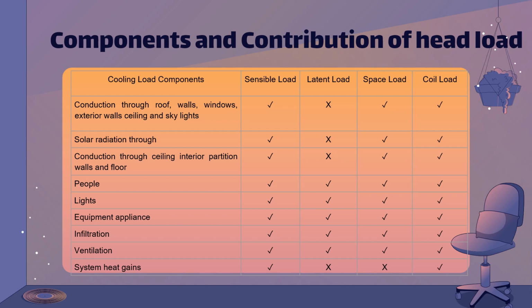Next, I will be explaining the component and contribution of the heat load. According to this table, the cooling load components such as conduction through the roof, wall, window, solar radiation, and conduction through the ceiling interior do not affect the latent load, while system gain heat also does not affect the latent load and the space load.